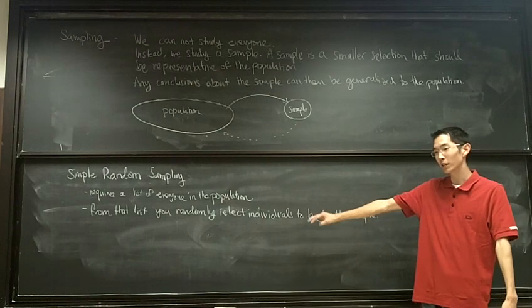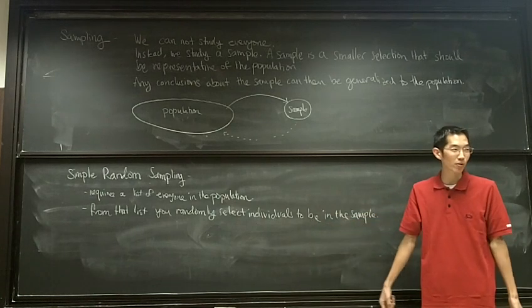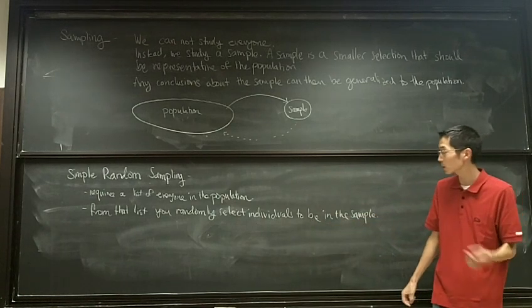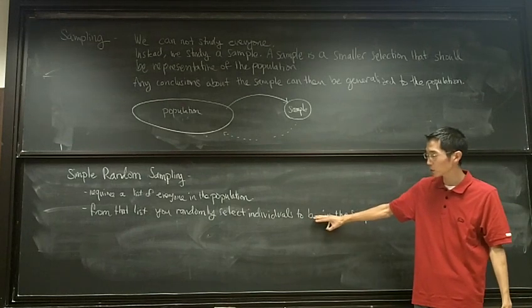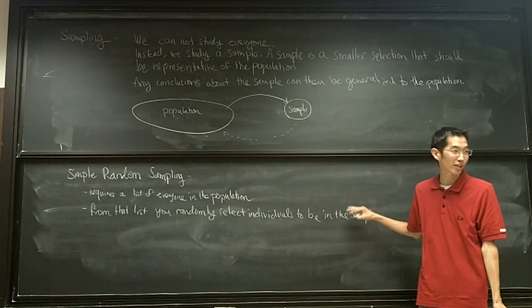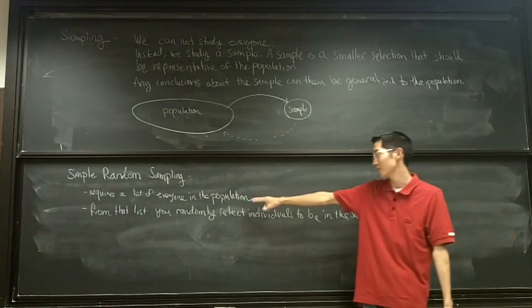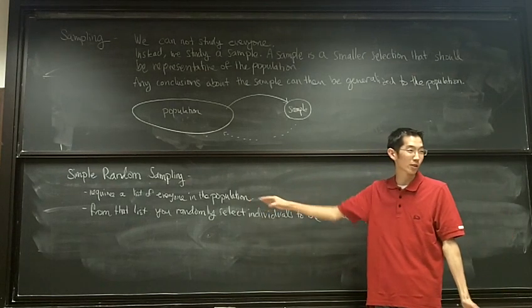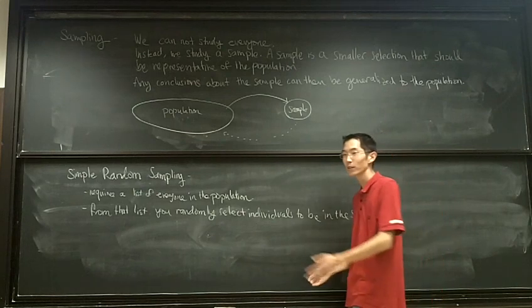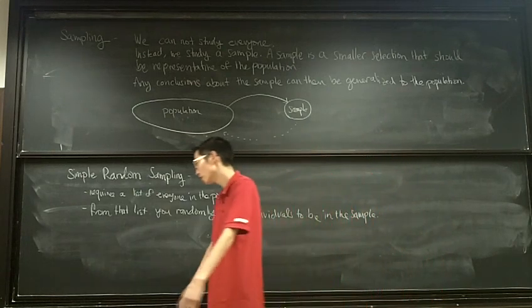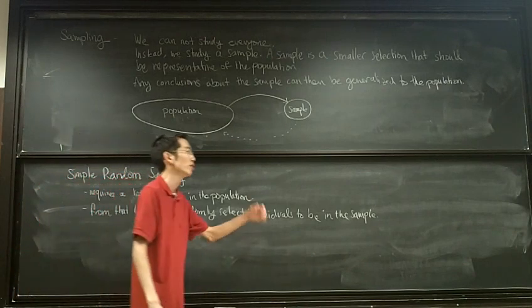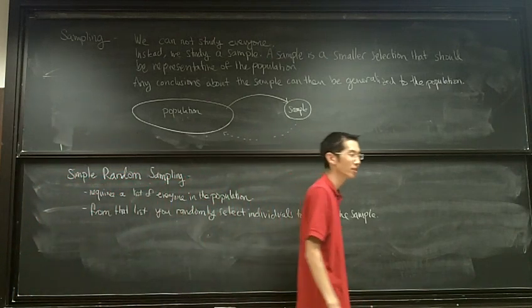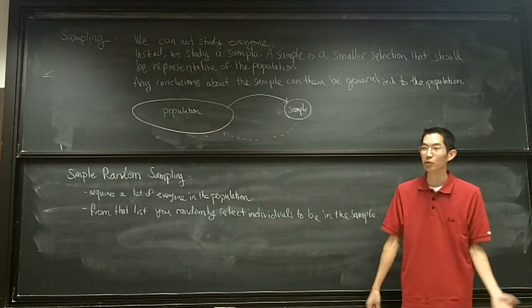Pretty much random selection is usually done with a computer using some random algorithms, and that's fine. The random selection is usually not the hard part. The hard part is getting a list of everyone in the population. So if I told you to try to create a random sample of people in Los Angeles County, you would not be able to do it.